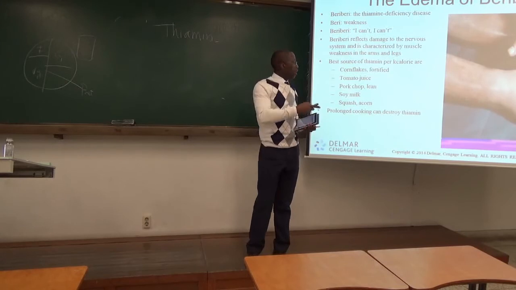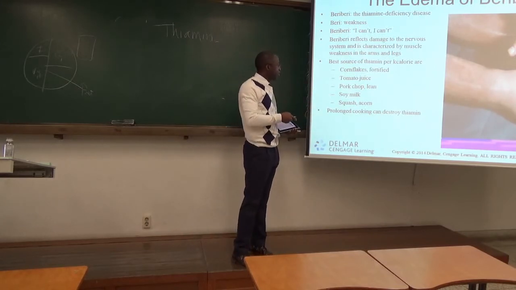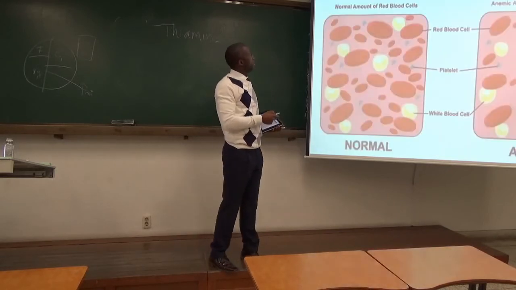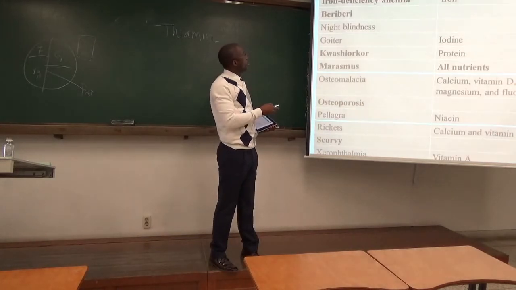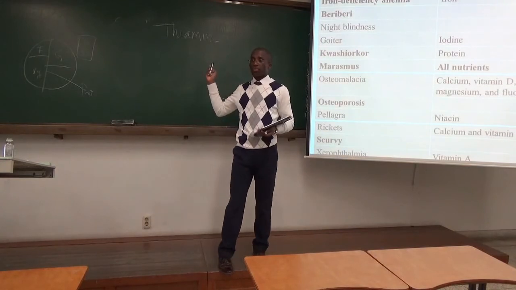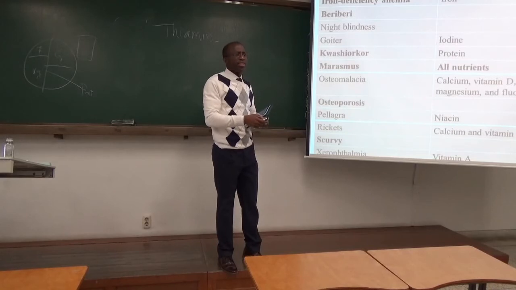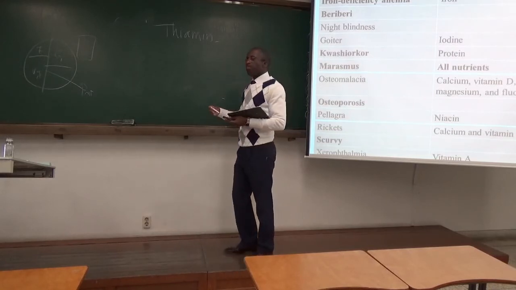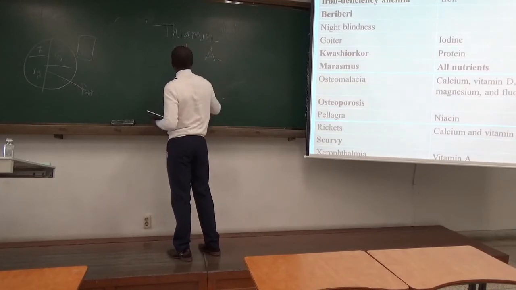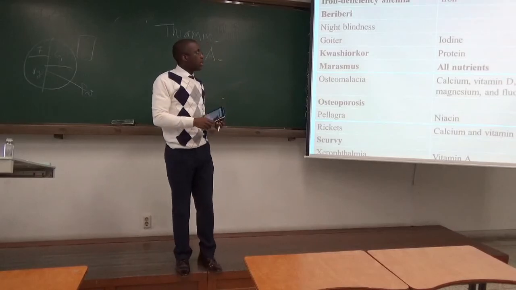Okay? Alright, so tomato juice, pork chop, lean, soy milk, squash, acorn, and things like that. Okay? So let me come back. So the beriberi, we have here thiamine deficiency. Okay? How about night blindness? Very good. Night blindness is what? Vitamin A. Okay? I won't focus so much on that one.